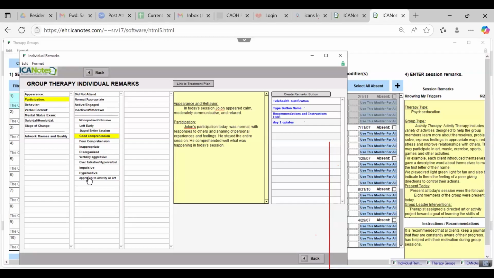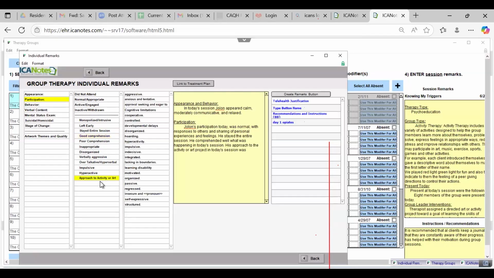And then down here, it gives some more descriptors of how he was. Down at the bottom, approach to activity or art. This is where we really individualize. So what was their approach to the activity? He was cooperative.